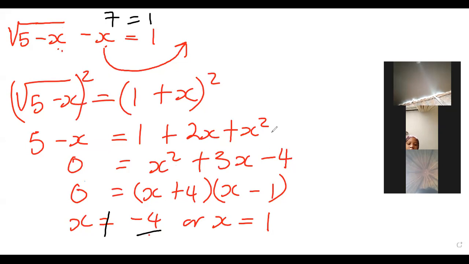So minus 4 is not part of the solution. I go to x is 1. I put x is 1 here, so it will be the root of 5 minus 1, which is root 4, which is 2. Then minus 1, so 2 minus 1 is equal to 1. 1 is equal to 1. So it follows that x equals 1 becomes the solution.